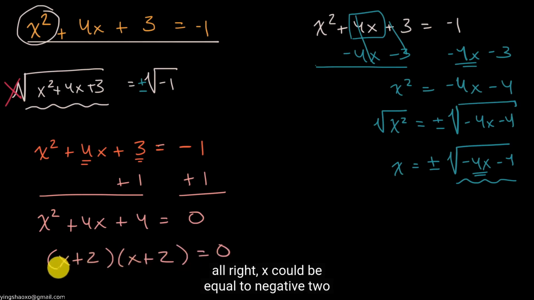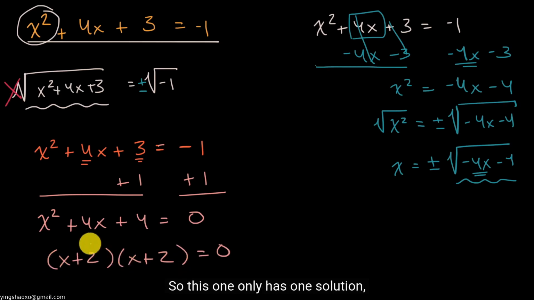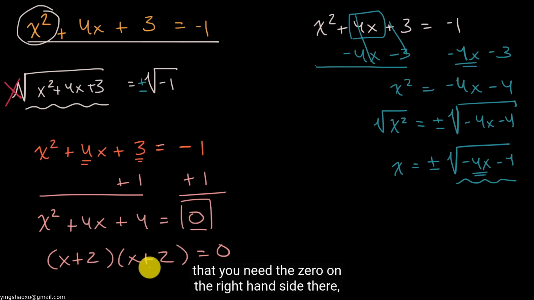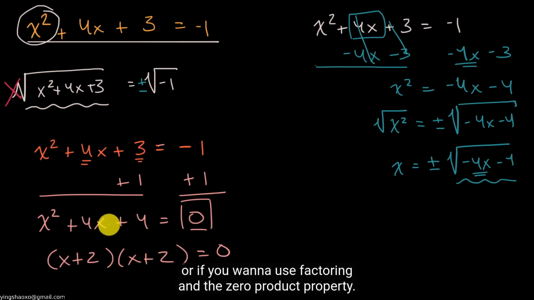And so in this case, you say, all right, x could be equal to -2, or x could be equal to -2. So this one only has one solution. X is equal to -2. But the key is to recognize that you need the 0 on the right-hand side there if you want to use a quadratic formula, or if you want to use factoring in the 0 product property.